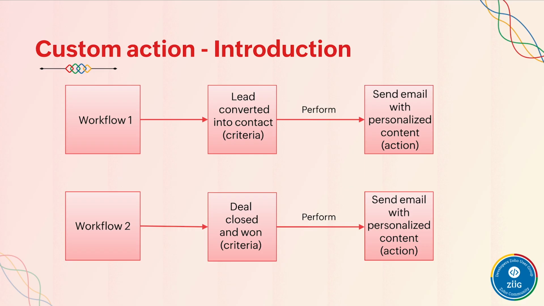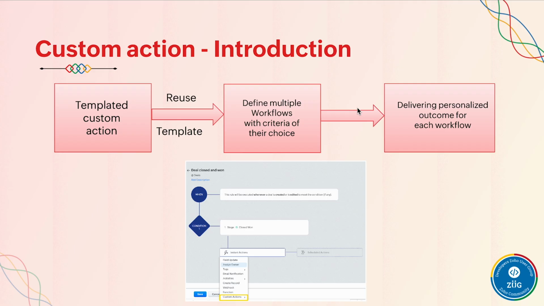So what if this common action of sending out the email alone can be taken and reused across multiple workflows? Well, that can be achieved using this custom action feature. Using this feature, as a developer, you can just take a common action, create it as a custom templated action, and provide that action to the end user, who gets the benefit of creating workflow criteria of their choice, associating and using this action to get personalized outcomes. So that's what we have depicted over here.